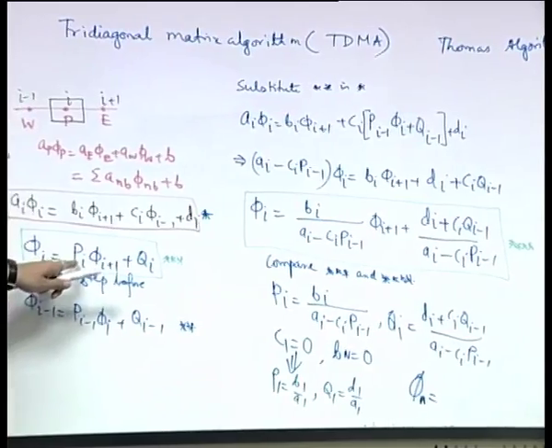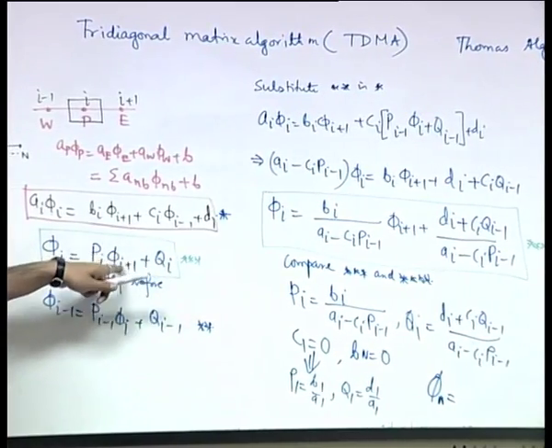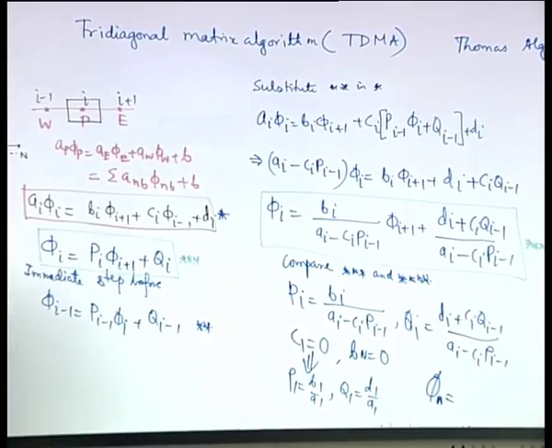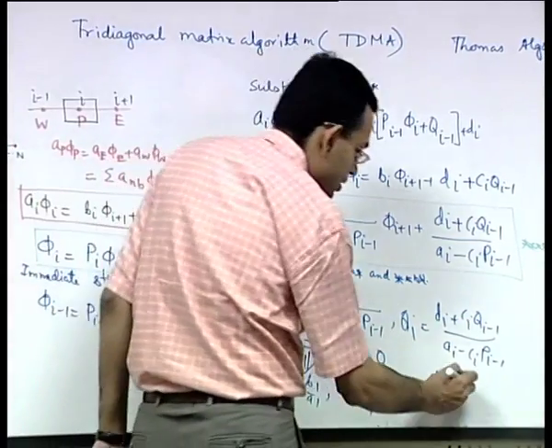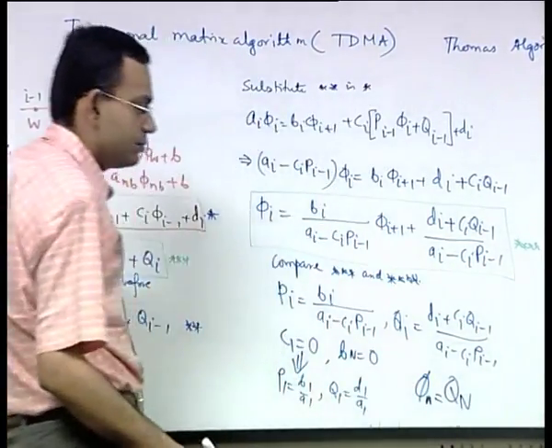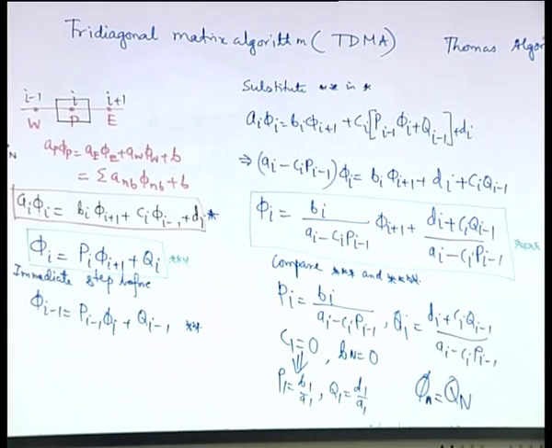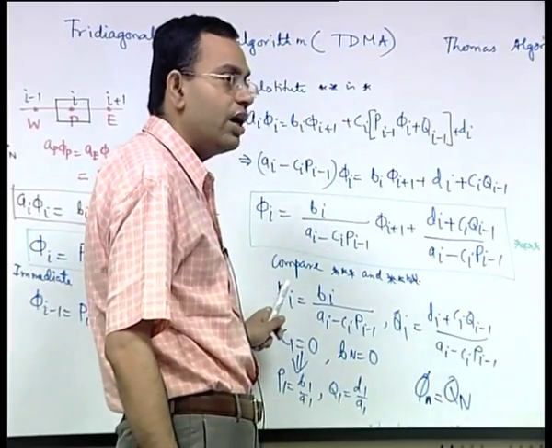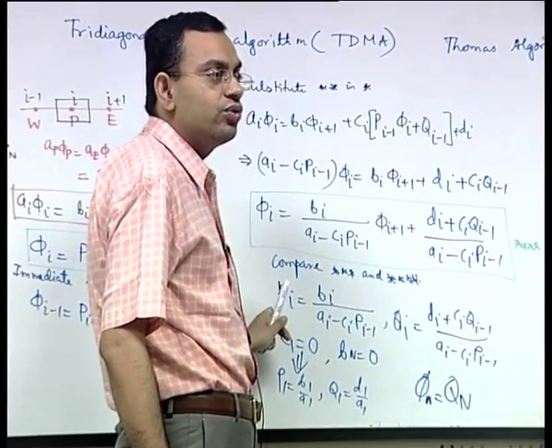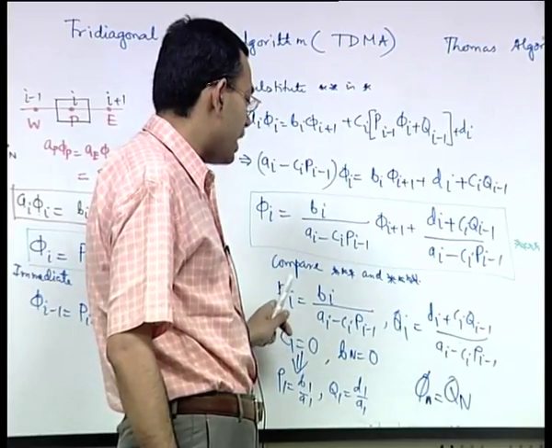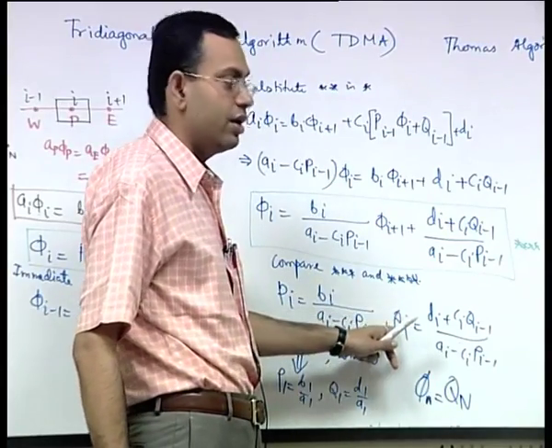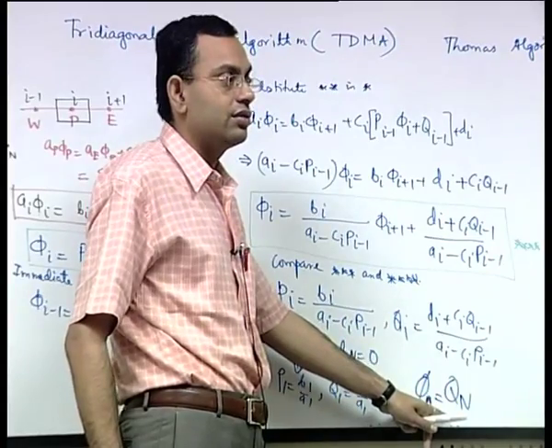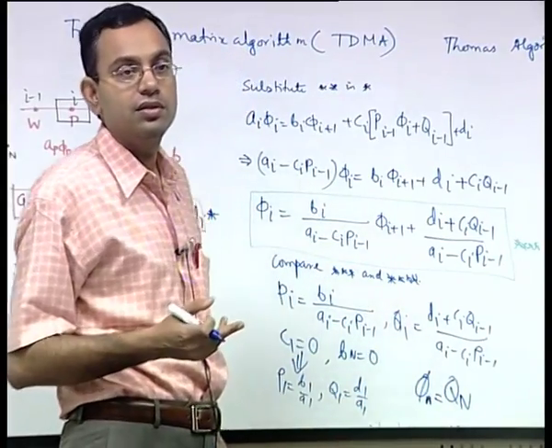Phi n is P n phi n plus 1 plus Q n, but there is no phi n plus 1. So, phi n is Q n. So, the first value of phi that you can solve for is Qn. You start with I equal to 1, then you go to I equal to 2, 3, 4, 5 like that. When you get I equal to n, you have obtained Pn and Qn and phi n is Qn. So, that is your forward elimination part.